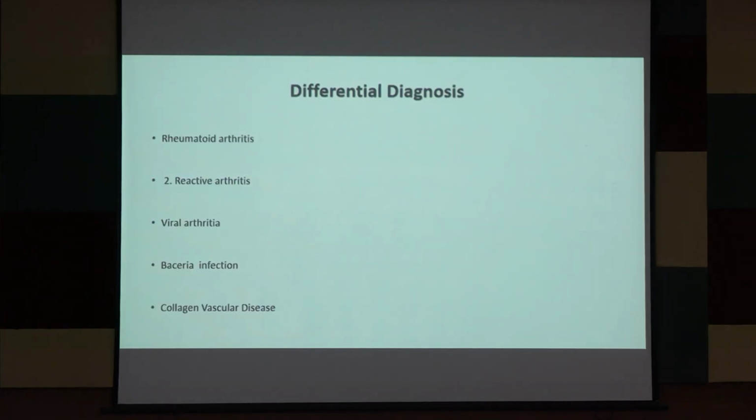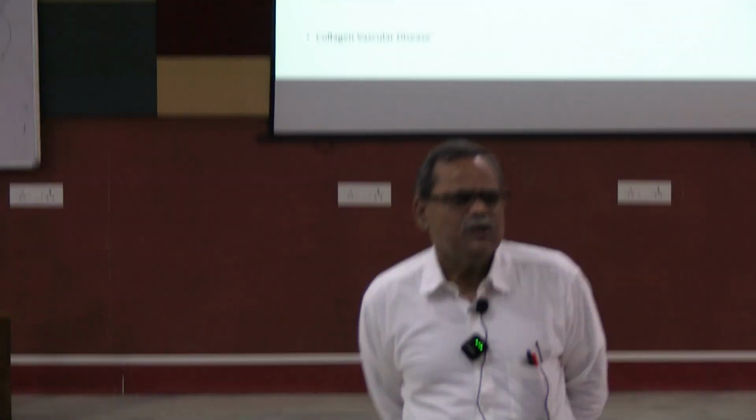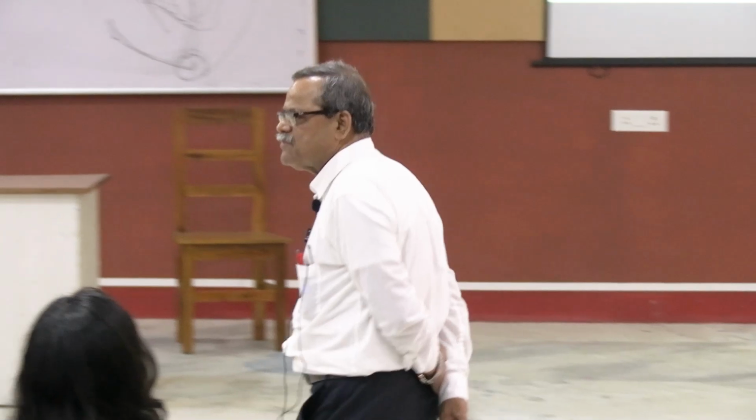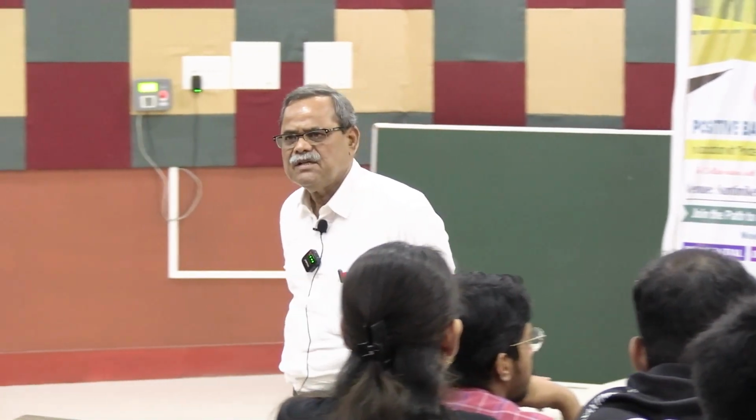The differential diagnosis: we have discussed juvenile idiopathic arthritis or rheumatoid arthritis, and reactive arthritis. Suppose an adolescent is suffering from some severe UTI or bacillary dysentery, or sometimes a small child is suffering from diarrhea, that can give rise to some arthritis. That's called reactive arthritis. Now you see viral arthritis, we have discussed this, and bacterial infection can give rise to arthritis, like salmonella arthritis, and monoarthritis can give rise to this.